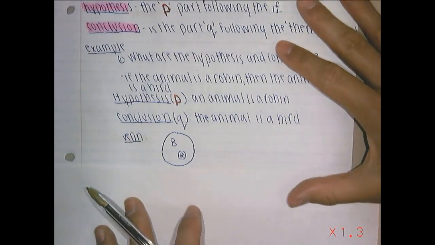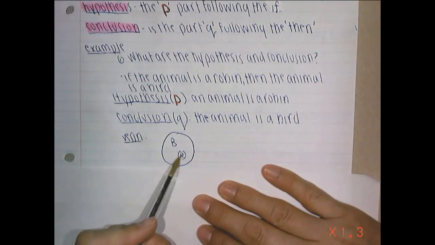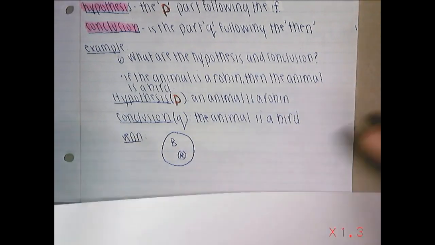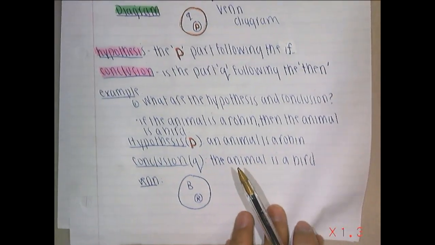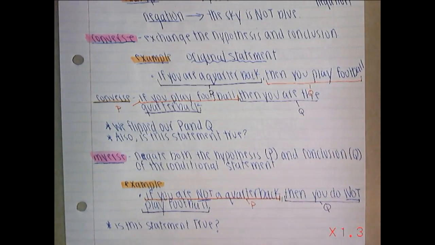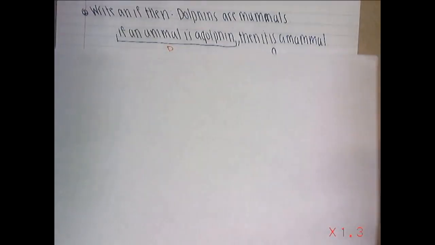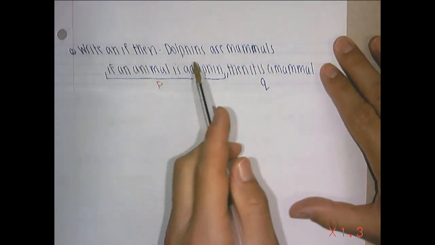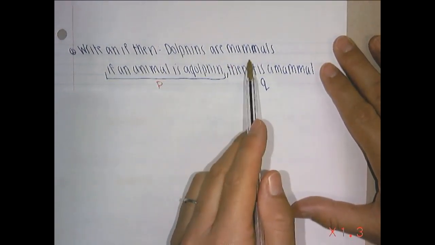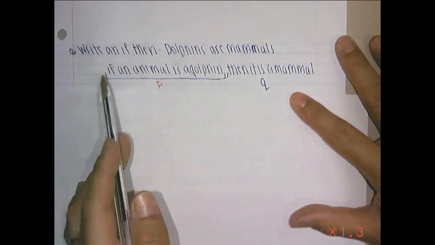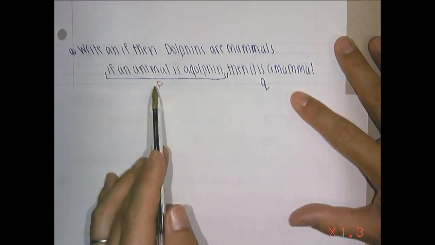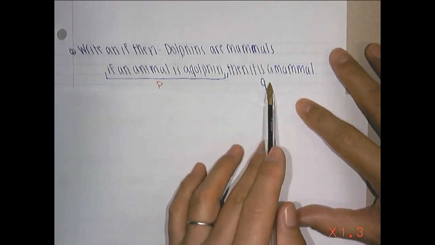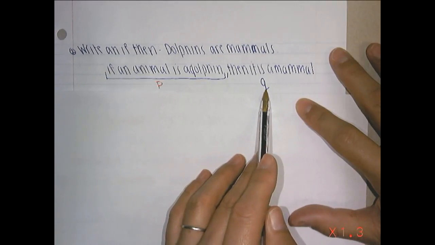As a Venn diagram, we would write robin right here, and if it's a robin, then it has to be a bird. Don't overthink these too much. They're not too bad, if-thens. Let's look at another one. We want to write it as an if-then. Dolphins are mammals. We would say if an animal is a dolphin, that's our P, our hypothesis, then it is a mammal. And that would be our conclusion, our Q.